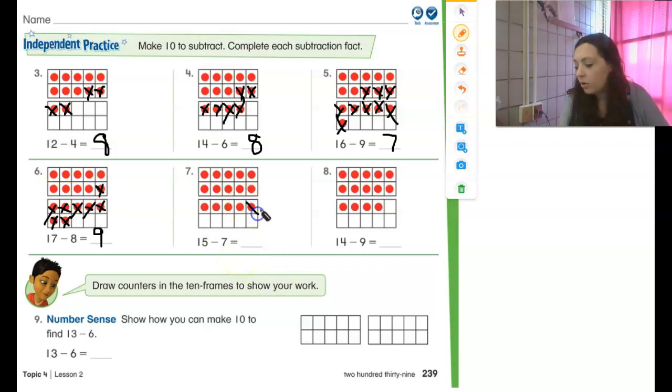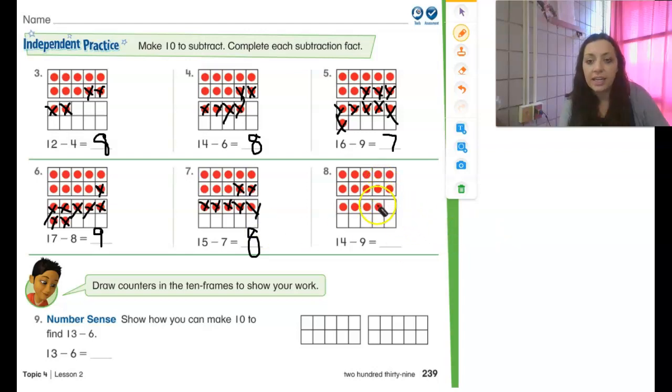So take away 1, 2, 3, 4, 5, 6, 7. Okay, so I took away 5 and 2 to make 7. And now what do I have left? I've got that 5 on the top and 3 more, and I know that is the number 8. Very good. Okay, let's try again.